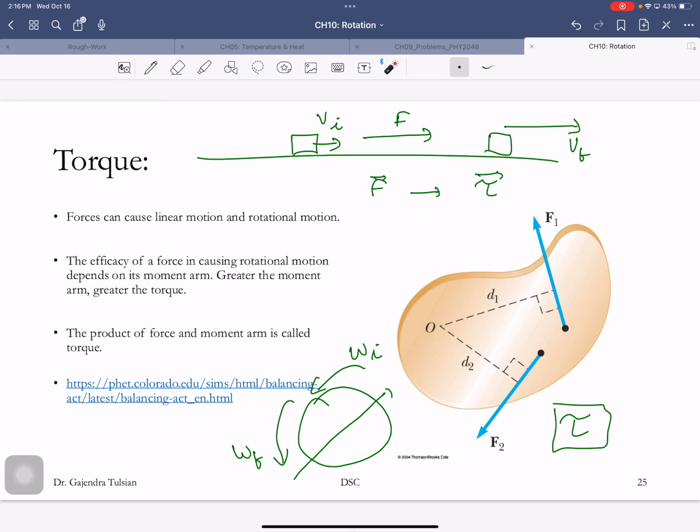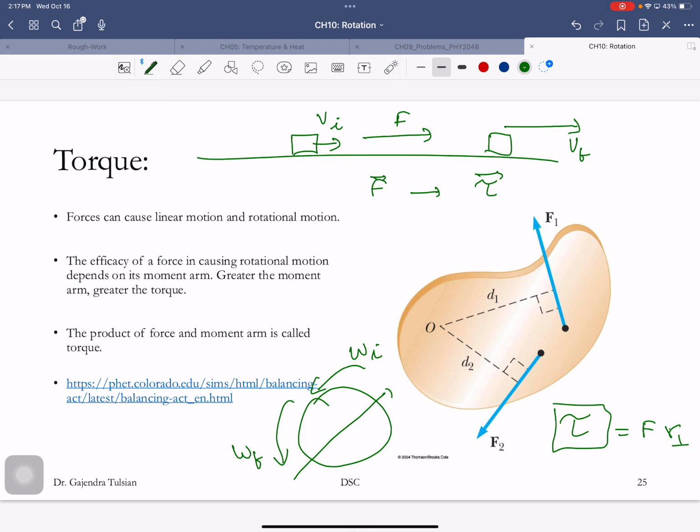So the efficacy of a force in causing rotational motion depends on its moment arm. This is the moment arm. The moment arm is the perpendicular distance from the line of action of the force to the axis of rotation, or to the point about which you're calculating the torque. Okay? The product of the force and the moment arm is called the torque. So torque is equal to force times the moment arm. That's how it's written. Okay?